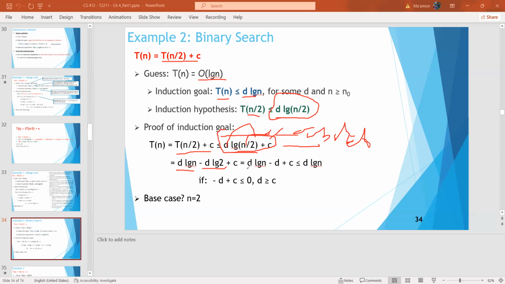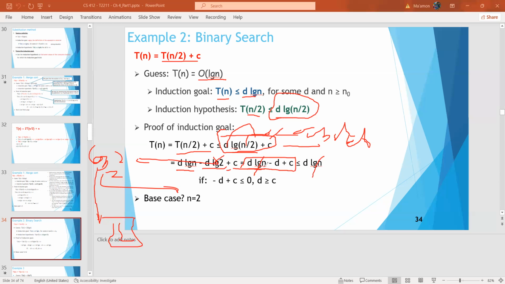This one equals d log n. Log 2, we mean by this the natural log, and log 2 to base 2 is equal to 1. So 1 times d equals d. So we have d log n minus d, this is 1 now, plus c. Now d log n with d log n is removed. We have minus d plus c, greater than or equal to 0.